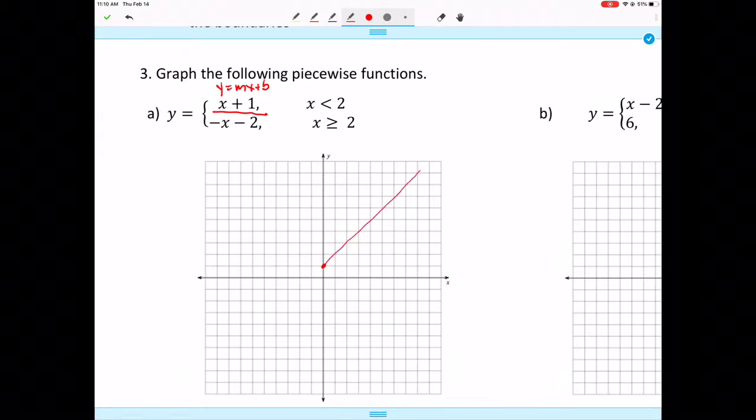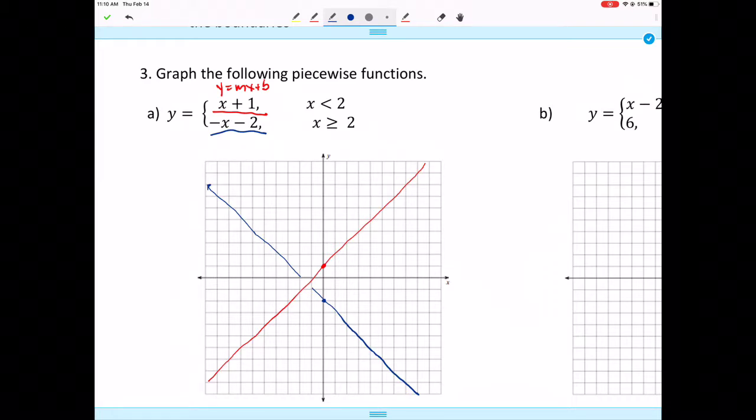So we just do our best to make it a straight line. Okay, and then our other equation would be -x minus 2, so our -2 would be our y-intercept, and our slope would be -1 over 1. Okay, and that would continue all the way to -infinity.